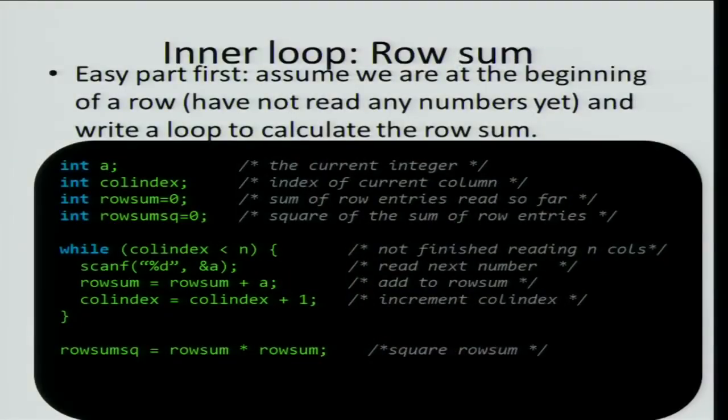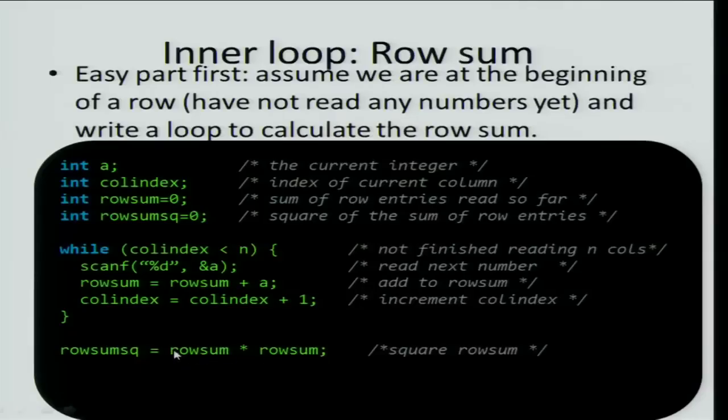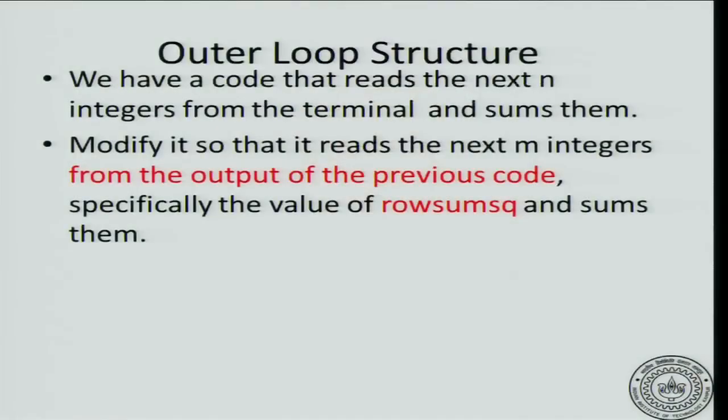Now, once you are done, you have the sum of the numbers in that row, and what you need to do is to square that number. Okay. So, we have row sum times row sum will be row sum squared. Okay. That completes the inner loop, which is what we did when we added the numbers along a given row and then finally squared the sum. Now, what we need is an outer loop structure over this. So, we have a code that reads the next n integers from the terminal and sums them.